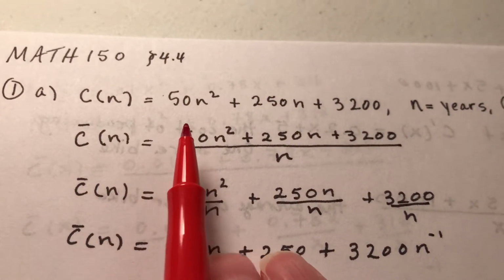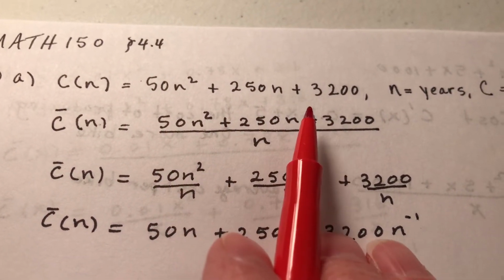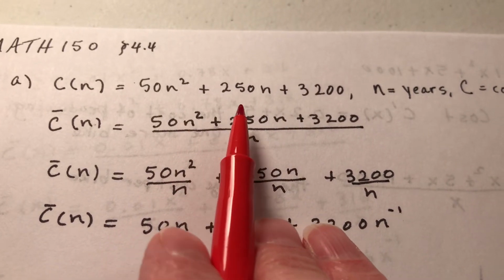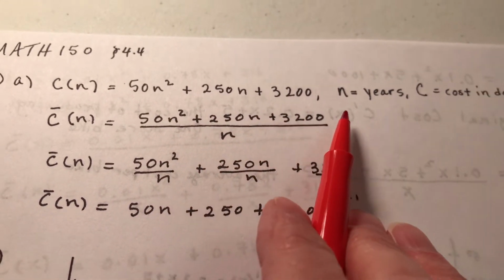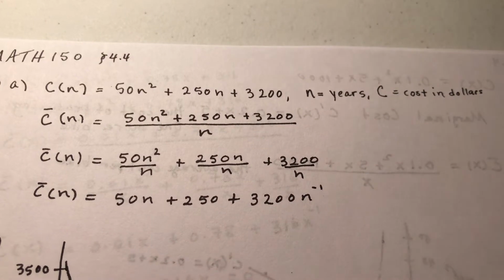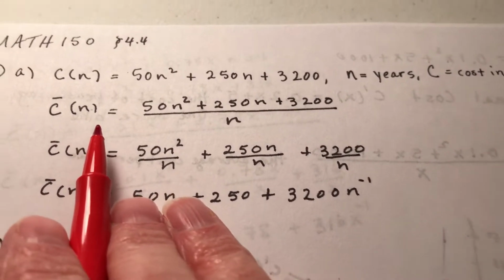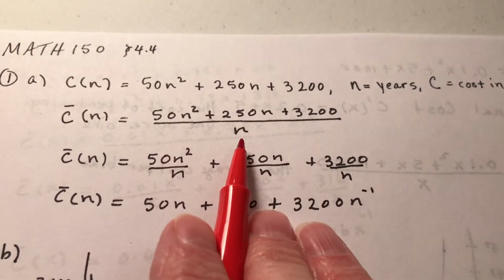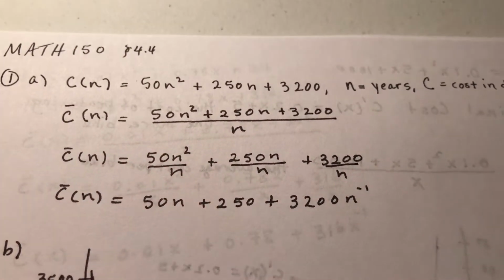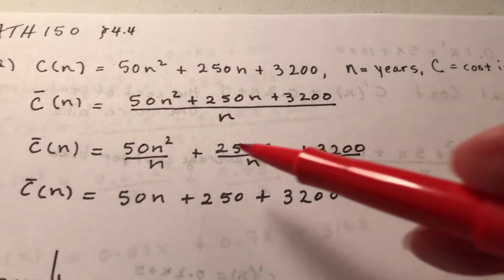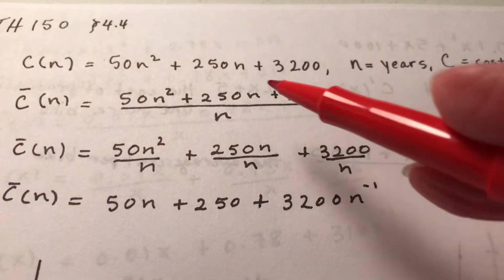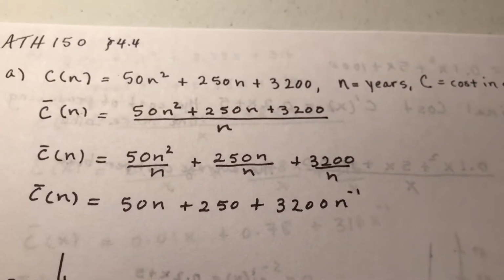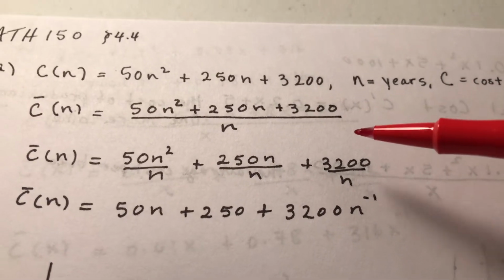So first of all, let's start with our C of n, right here. C of n is equal to 50n squared. I turned the equation around. Plus 250n plus 3,200, where n is in years and C is the cost in dollars. Your average cost, remember you take this function, the cost function, and divide by n in this case. And what we're going to do is find the minimum of this function.